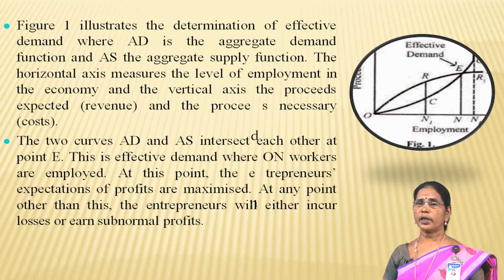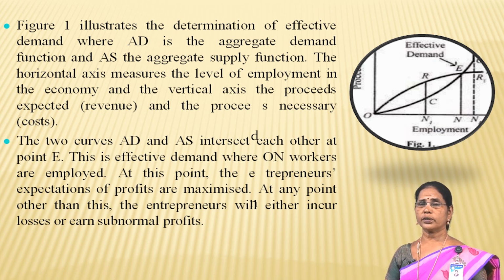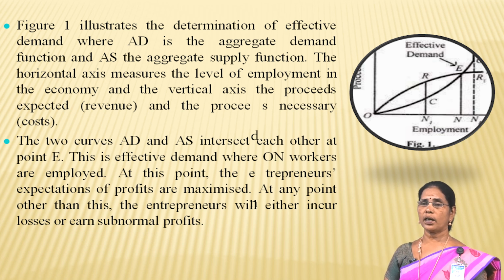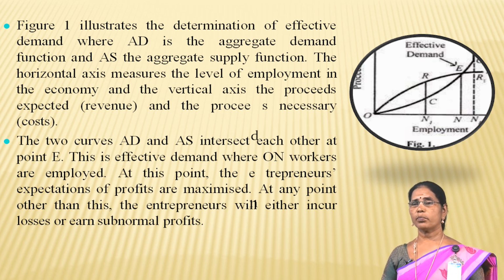This is effective demand, where ON workers are employed at this point. The entrepreneur's expectations of profits are maximized. At any point other than this, the entrepreneurs will either incur losses or earn subnormal profits.